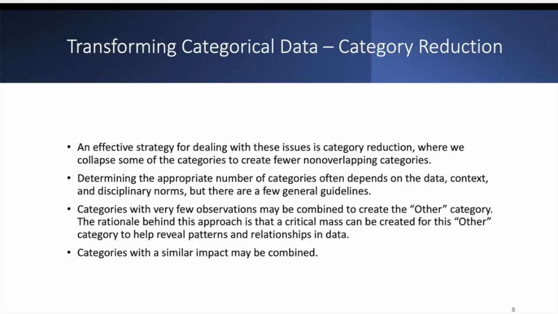How to determine the appropriate number of categories? It depends on the context, on your data, the norms. The first guideline we may suggest is that categories with very few observations may be combined together into another group called others. For example, in a data set that contains demographic data about potential customers, if many zip code categories only have a few observations, it's recommended that another category called other be created.